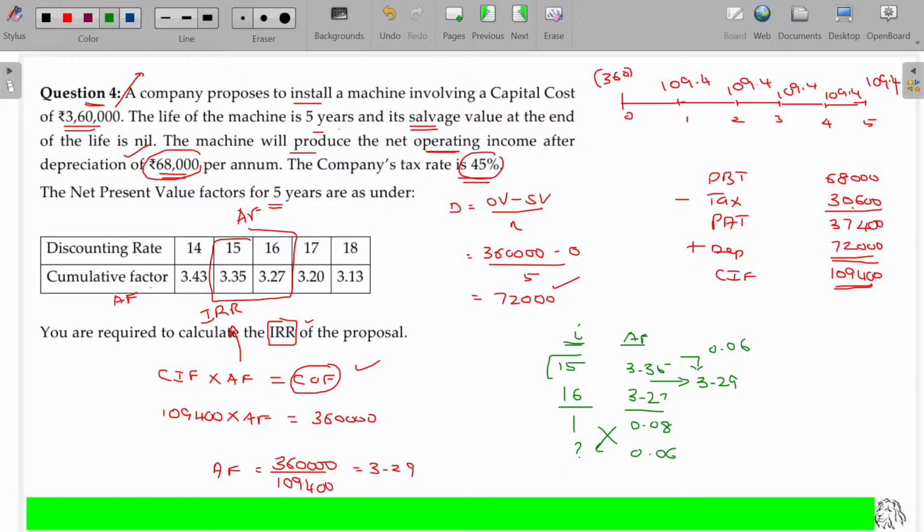So we start with a basic small number. With that, you just add the value, which is nothing but 0.06 divided by 0.08 into 1. So the answer is 15.75, which will be the final answer. Clear? This is another way where we can get the annuity factor easily.